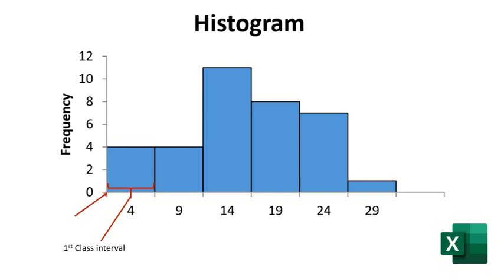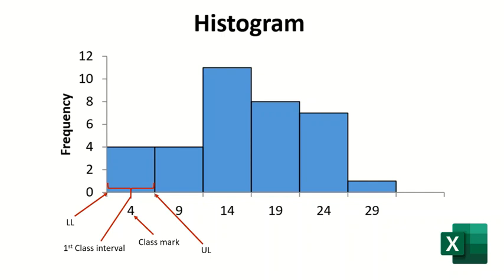The boundary to the left of a class interval is its lower limit, and the one to the right is its upper limit. The value at the center of the class interval is the class mark. The class mark is the mean or average of the values within the class interval.